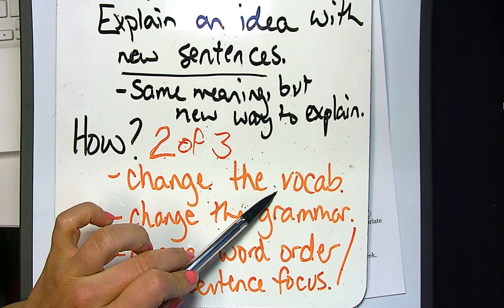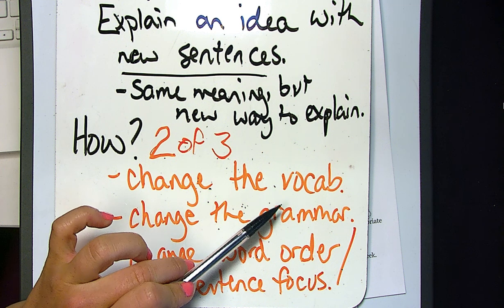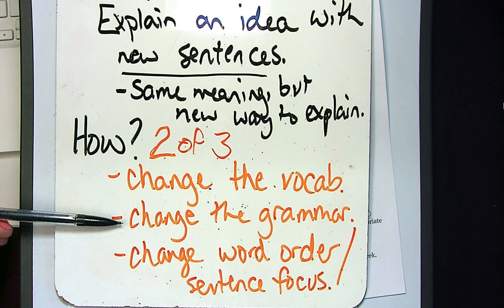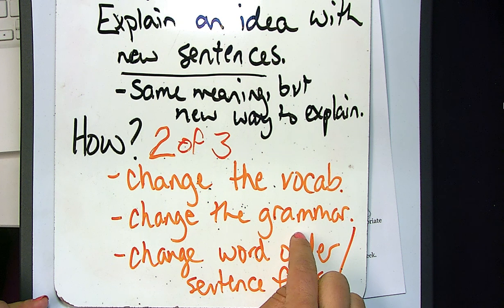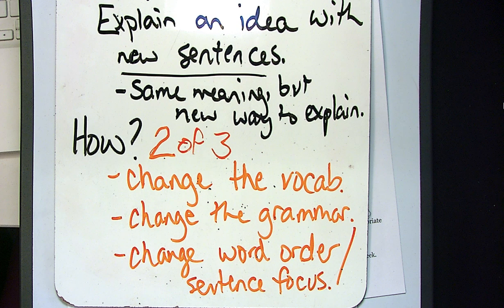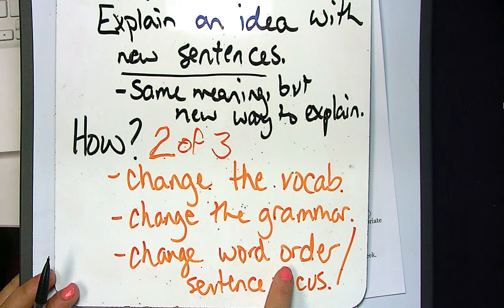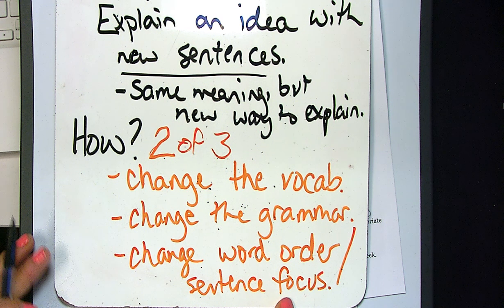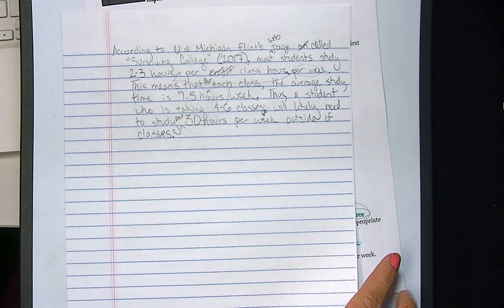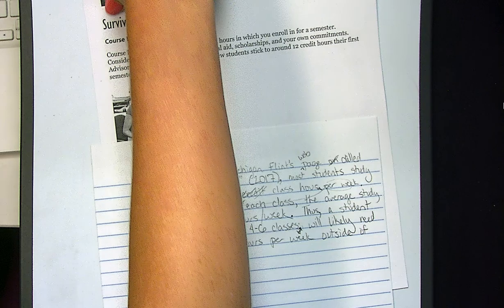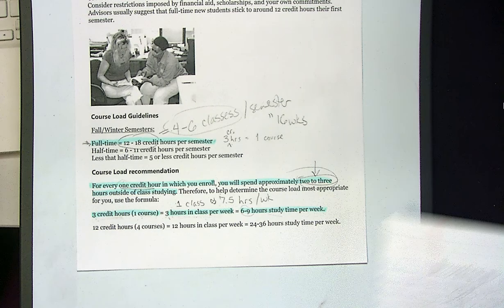Instead of saying 12 to 14 credit hours, I said 12 to 18 credit hours, I said 4 to 6 classes. So I also had to change some of the numbers if there are numbers in there. I changed the grammar a little bit. I added some adjective clauses if you go back and look at that. And then I definitely changed the word orders or the sentence focus. And you could see that one very clearly in that one sentence. I didn't change active to passive grammar.